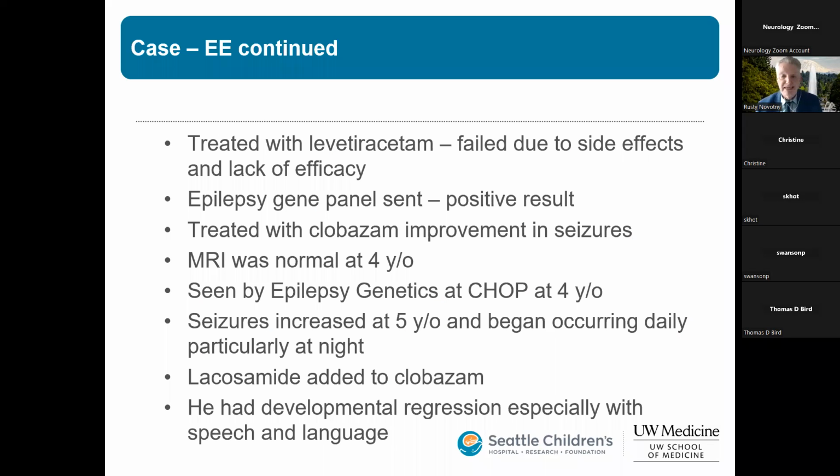His seizures began to increase and occurred daily, particularly at night. Lacosamide was added. He began to have developmental regression, and particularly in the areas of speech and language, he had significant disability or decrease in his function.